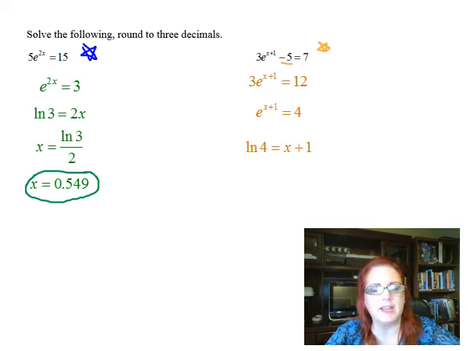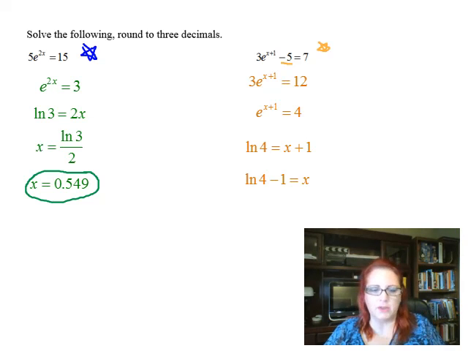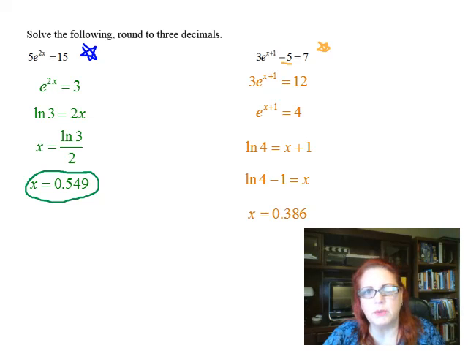One last thing to get x all by itself is we're going to subtract 1 from each side of the equation. So subtract 1 and we get natural log of 4 minus 1 equals x. So we're going to once again grab our calculators and we do natural log of 4, close the parentheses, and then subtract 1. And we're going to get x is equal to 0.386. Excellent.